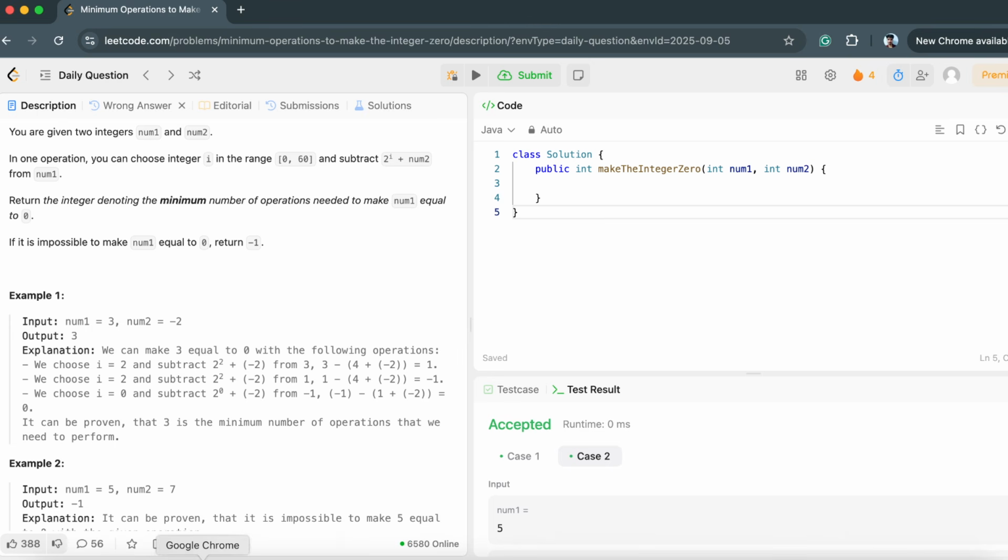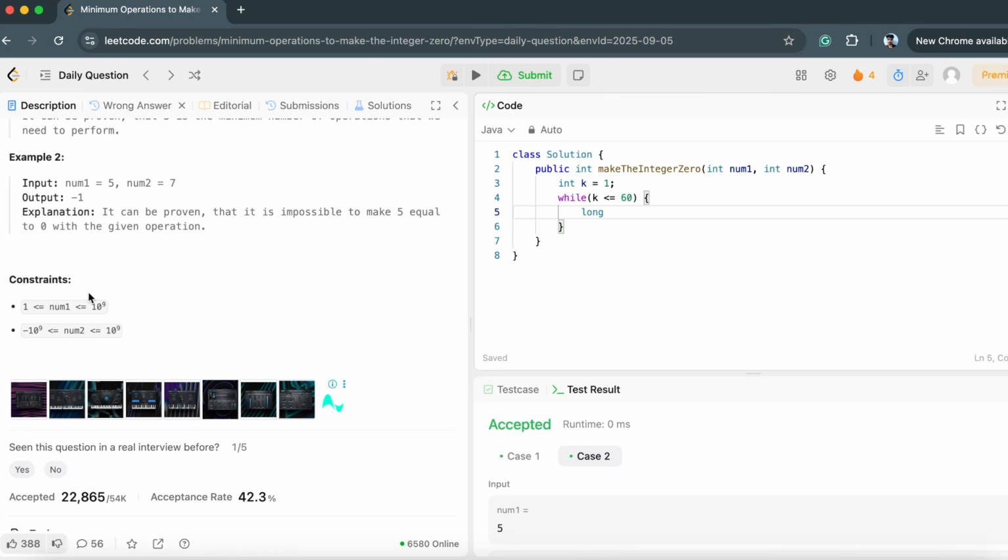So let me disconnect this thing and let's try to write down the code now. Okay. So the first thing is let's define here k is basically equal to 1, and we can run a while loop while k is less than or equal to 60. We'll keep on trying to generate the target. Okay. So here the answer could go large, because these values are basically 10 to the power of 9. So by multiplying we can get big values. Okay. So long is something what we have to consider.